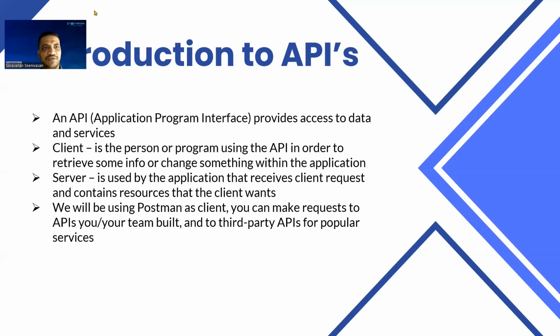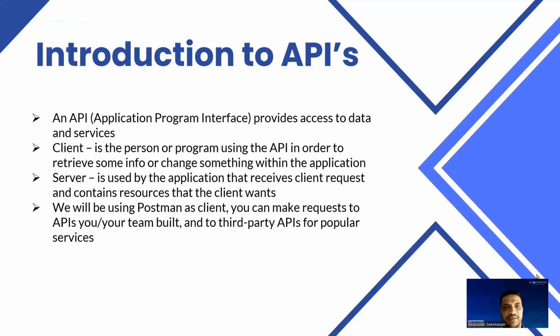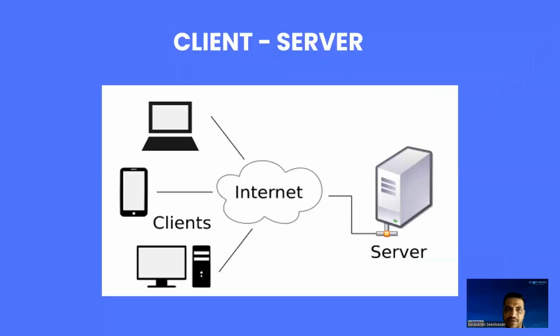Before we go into the topics, what is an API? API is just the application program interface, which provides access to data and services. It is just communication between the client and the server. The one who makes the request is the client, and the one who is going to respond back is the server. We will be using Postman as a client to make requests to the API, whether built by a team or third-party APIs. So that is what the API is about.